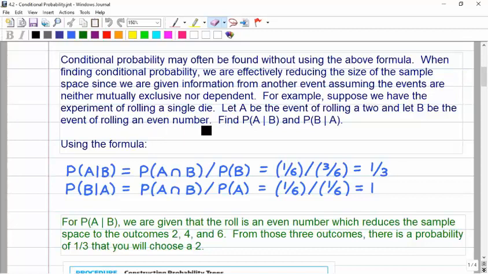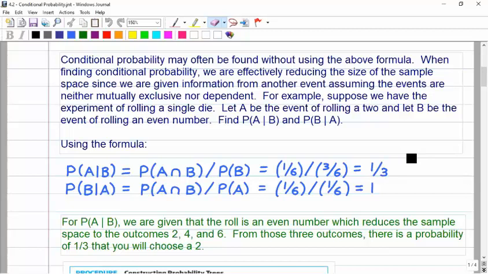So that's one way to intersect those two, because A will have 2 and B will have 2, 4, and 6. So the 2 is in common. You get 1 out of 6 divided by the probability of B, which is rolling an even number. There are 3 even numbers out of 6 total, so 3 out of 6. Using the formula, you get 1 out of 6 divided by 3 out of 6, which equals 1/3. That's what I was explaining: you reduce the sample space. That's what you're effectively doing.